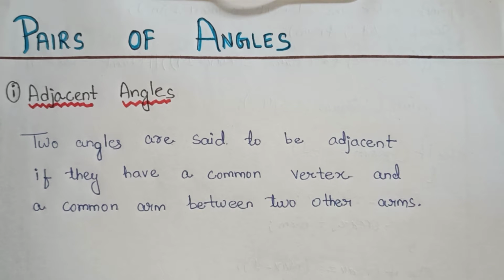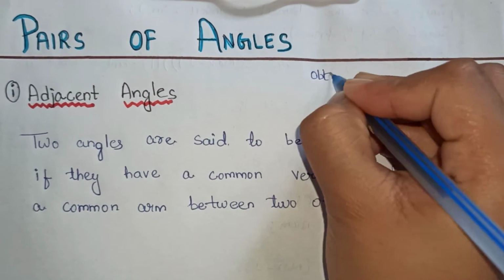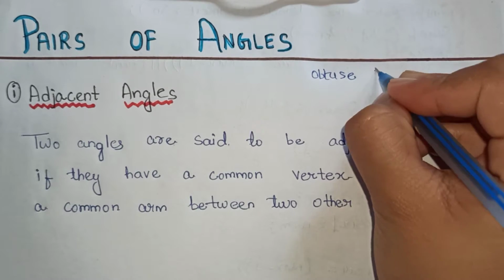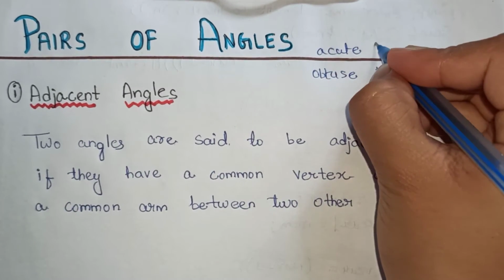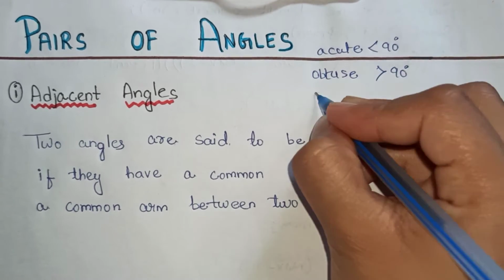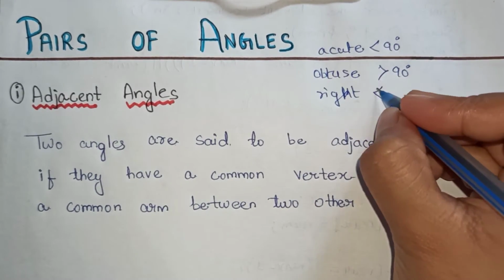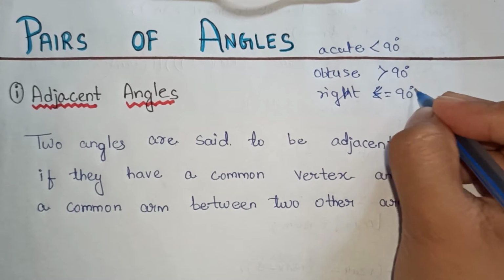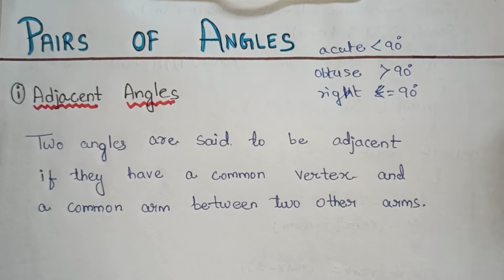We have already learned different types of angles like the obtuse angle, which is greater than 90 degree, acute angle, which is less than 90 degree, right angle, which is equal to 90 degree. We have learned all this in our previous class, right? So today we will learn the pairs of angles.